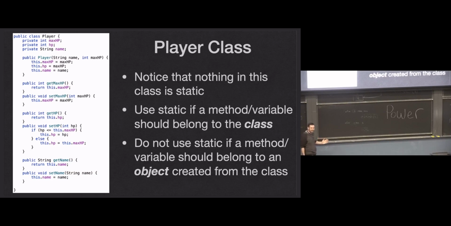You can assume that I mean non-static from here on out, unless otherwise specified. So if I say write a static method, then I mean static method. If I just say write a method, that means non-static. Don't use the keyword static.